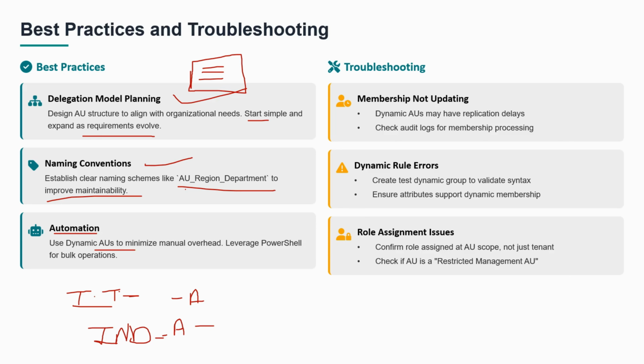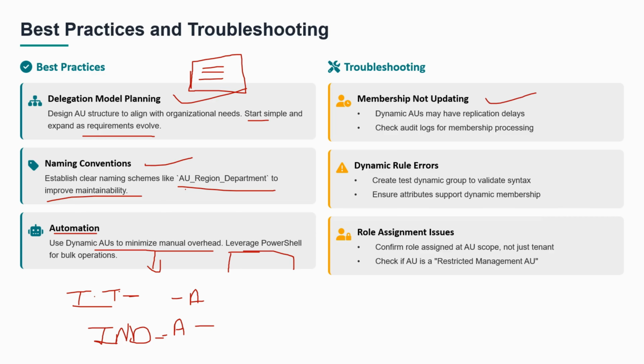Automation: use dynamic AUs to minimize manual overhead. Leverage PowerShell for bulk operations. You can use PowerShell or Graph API for bulk operations, and use dynamic AUs to minimize your manual work. That will give you automation so that users are automatically added over there. But for this, P1 or P2 per user is required.